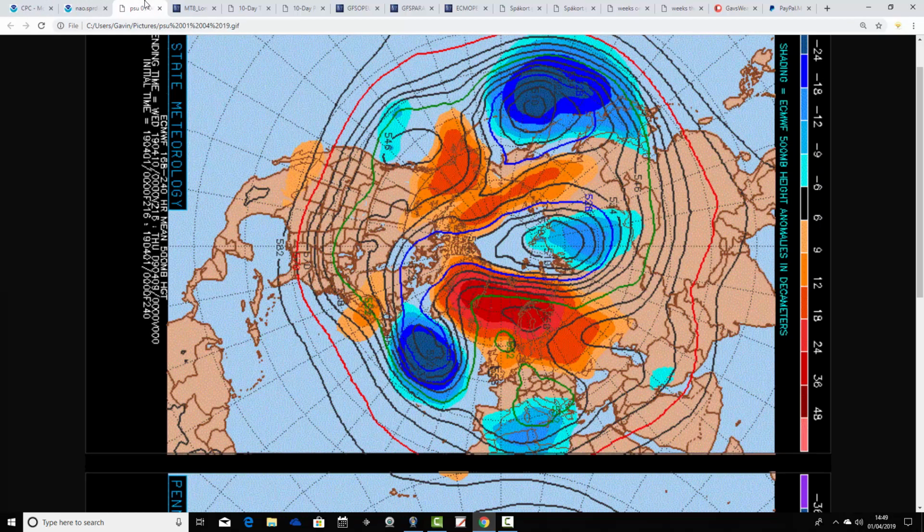These are the 500 millibar height anomaly flowcharts from the Penn State University. For the next week to 10 days, we've got the ECMWF on the top, the GFS on the bottom. 500 millibars is an area in the atmosphere. High pressure, low pressure are being moved around by the jet stream. Red represents high pressure, blue represents low pressure. These are the mean flow charts for the next week to 10 days. So it takes us to the 10th of April.